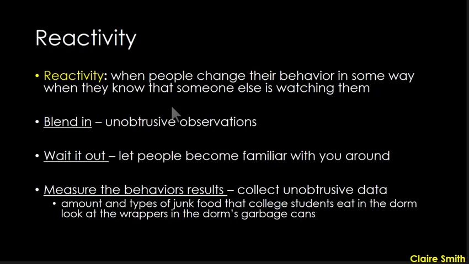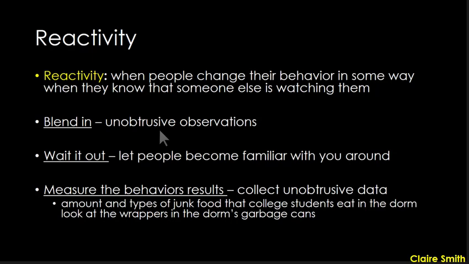So there's 3 ways we can try to avoid this. So we can blend in, so have unobtrusive observations. So instead of sitting down with a clipboard, watching people writing down exactly what they're saying, try to blend in a little bit more, wear a hockey jersey. Maybe instead of writing down observations there, you're just recording what people are saying and then going and analyzing the results later.